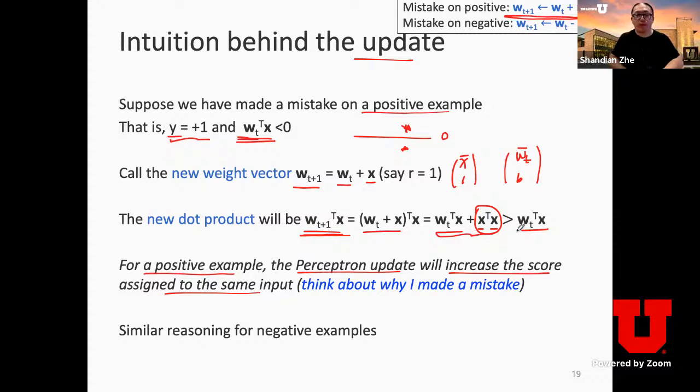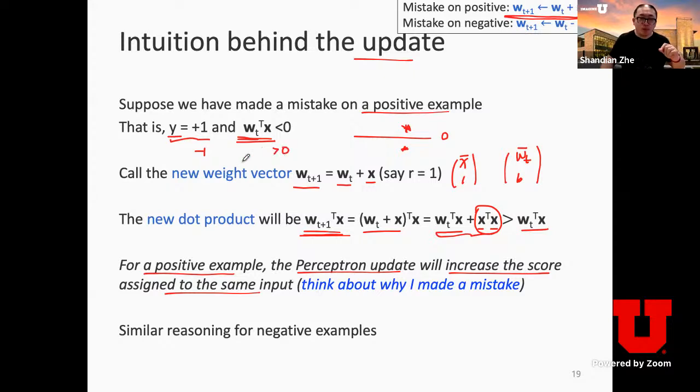We can apply the same kind of reasoning for the negative examples, and we can get the same conclusion as well. Here I'll just give a brief description. I would like you to perform the same kind of reasoning after class. Suppose we made a mistake on a negative example, meaning that our ground truth label is -1. However, we incorrectly predict this example as positive, namely the prediction score is positive.